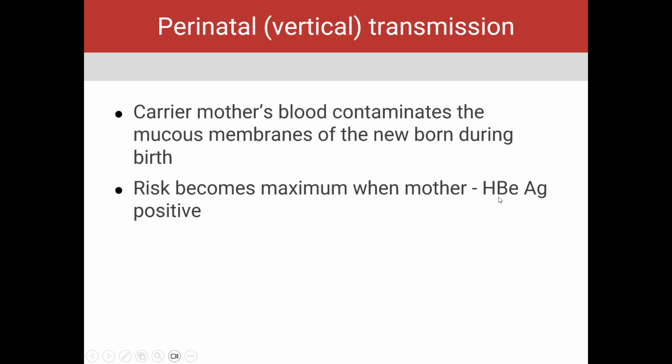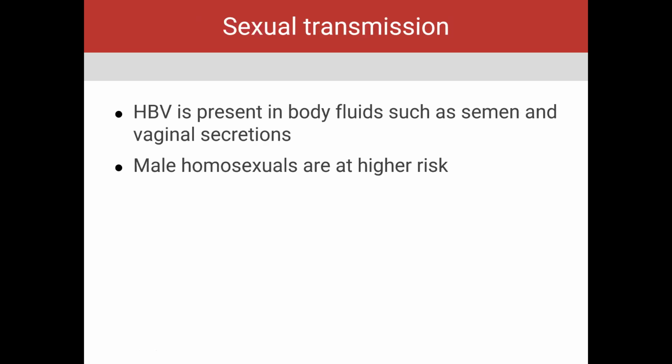Suppose the mother is showing HBe antigen positive, then there is a maximum risk. Why? Because HBe antigen, as I told you, is a hidden antigenic component of the core. It is present only for a particular period of time. So generally we call them super carriers. Super carriers means those who have HBe antigen in their blood. They are highly infectious. Even a minute amount of blood or serum can transmit the infection.